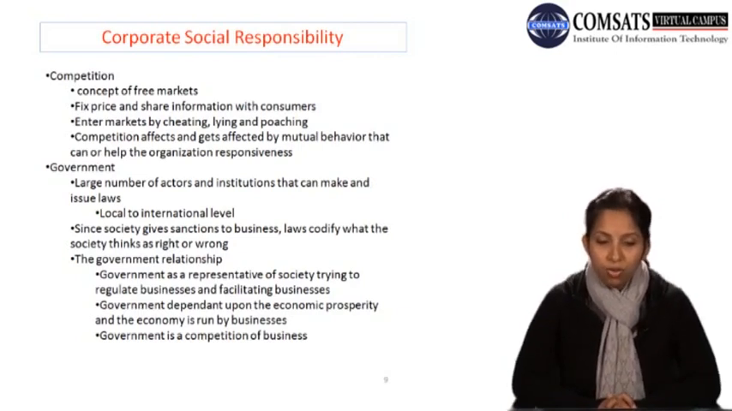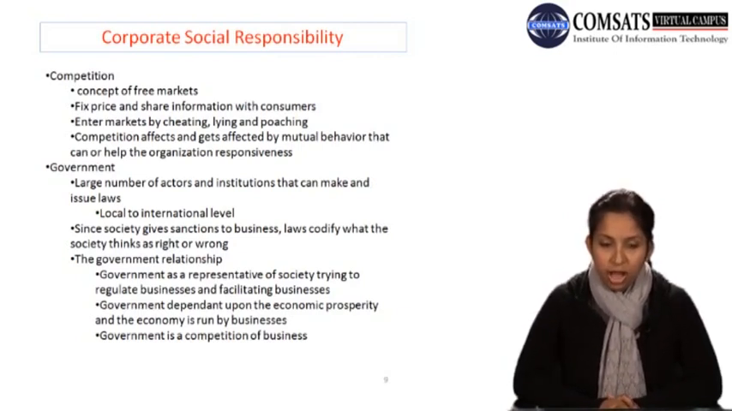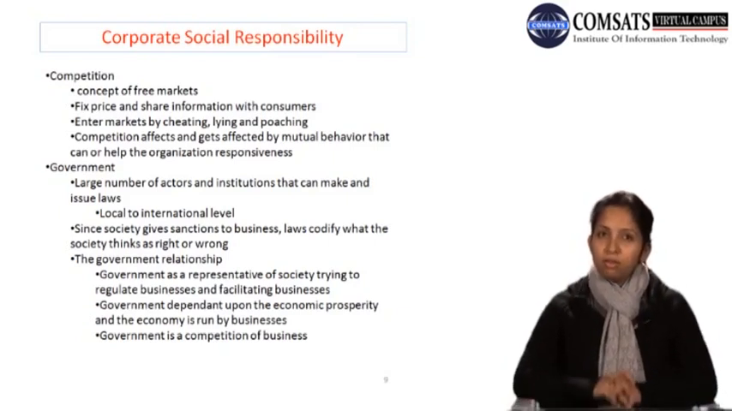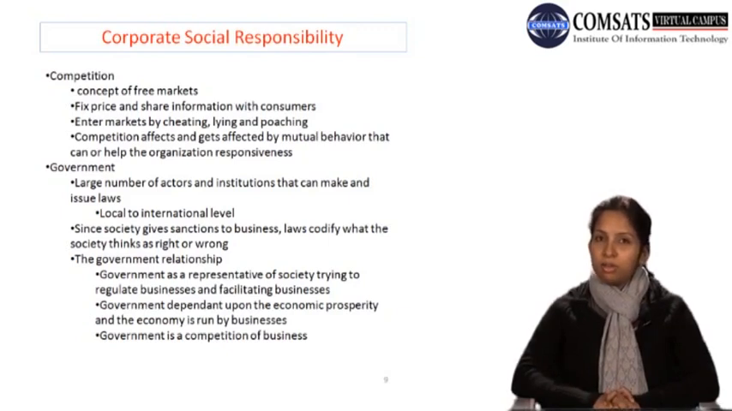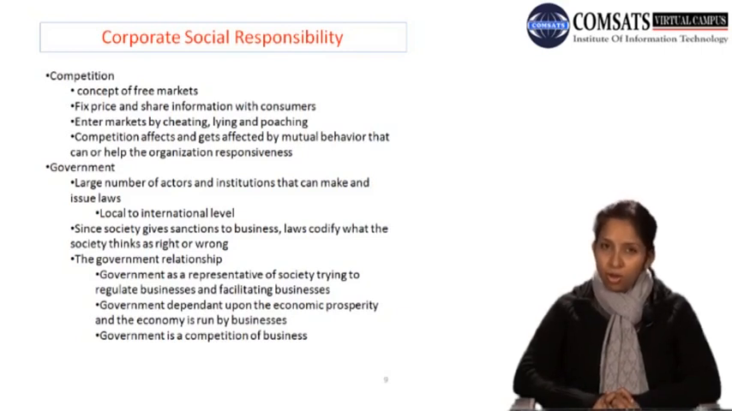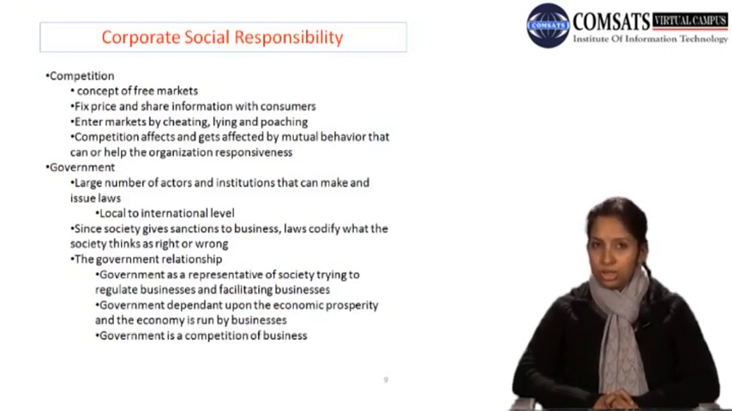The next stakeholder that we're going to talk about is government. Large number of factors and institutions that can make and issue laws. So main government ki baat karti hu, it is not the elected government that we're talking about, but when I say government, yes, stakeholders mein jab hum government ki baat karte hain, it can be a large number of people, organizations, individuals, groups and institutions that can make and issue laws. So anybody who can make laws and anybody who can issue laws is what we call as government.